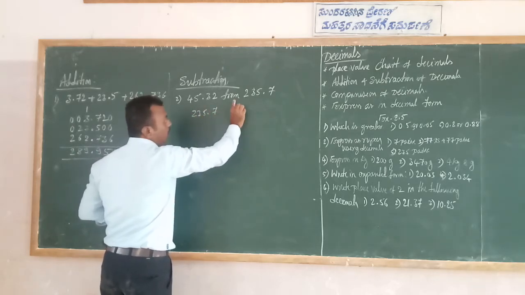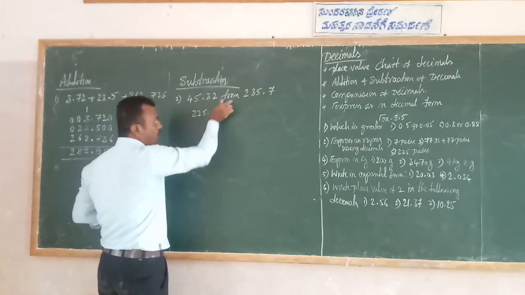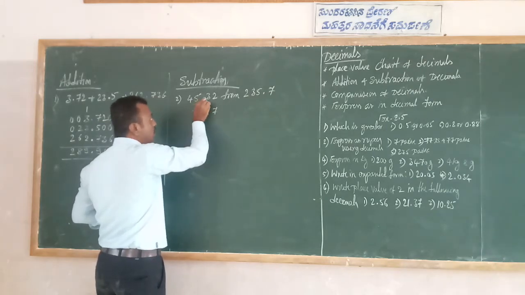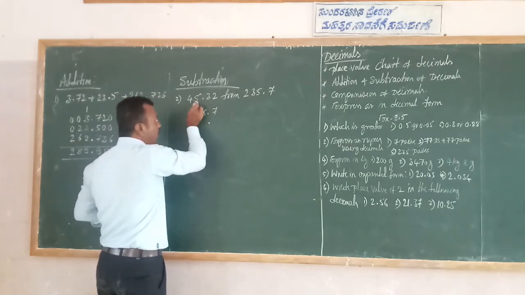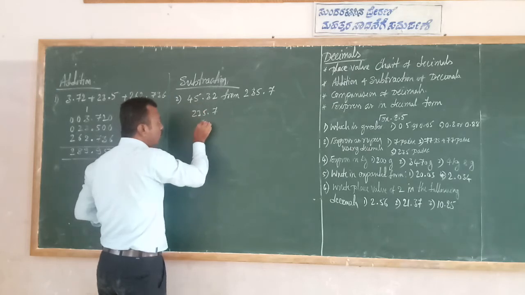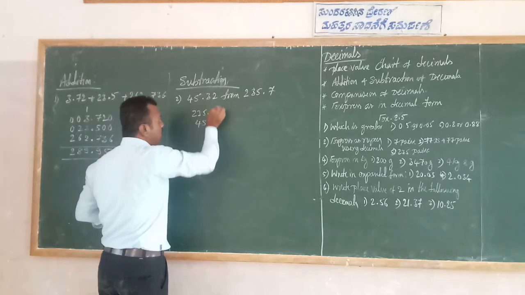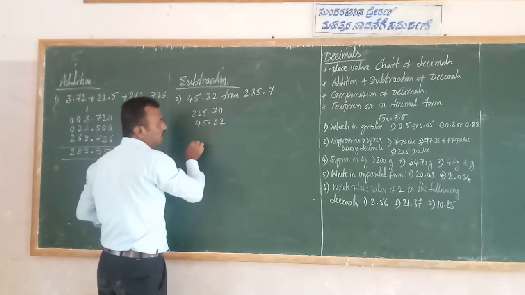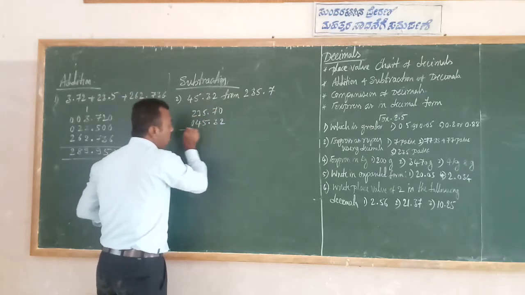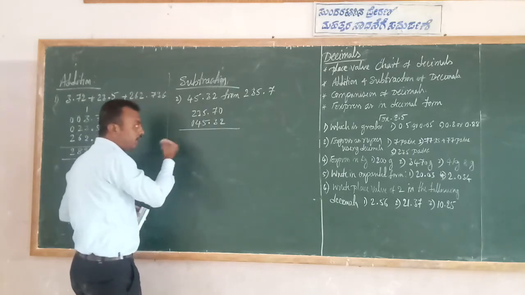235.7. Okay, the number after "from" you have to write first, the number before "from" you have to write next. So how are you writing? First the point, after that 5, after that 4, then after that 3, next is 2. In the next places, where nothing is there, it is 0. It becomes like decimals. You have to make it like a decimal.